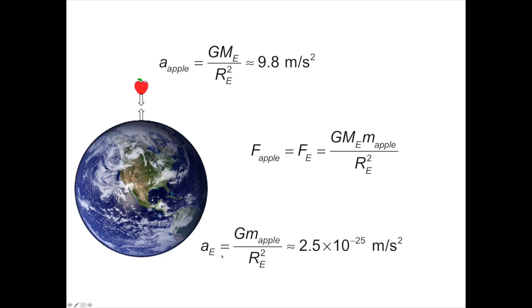The acceleration of the Earth in response to the gravity of the apple is G times the mass of the apple divided by the radius of the Earth squared, or as we've just calculated, about 2.5 times 10 to the minus 25 meters per second squared. The force felt by the apple due to the Earth's mass is exactly the same as the force felt by the Earth due to the apple's mass: the same G times the mass of the Earth times the mass of the apple divided by the radius of the Earth squared. Gravity is a universal force, and it is a mutual force.